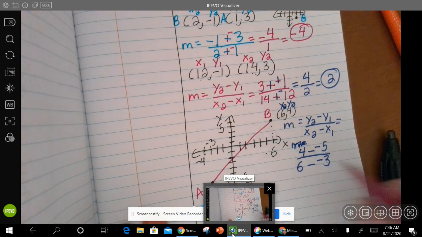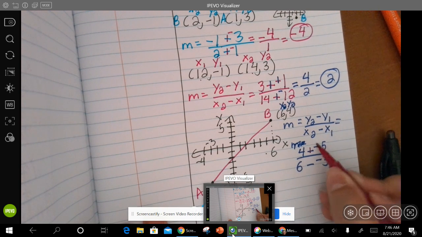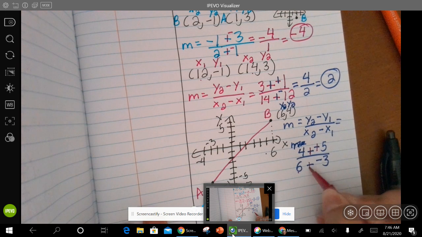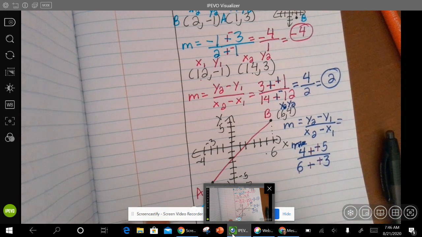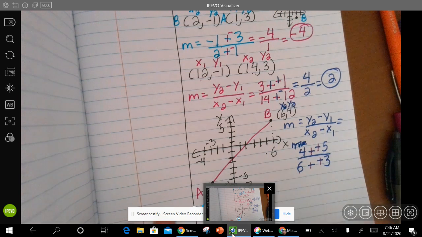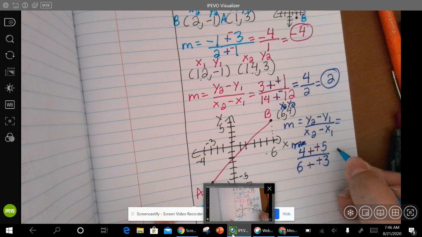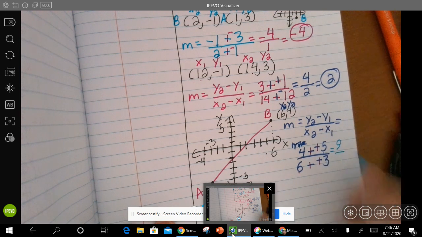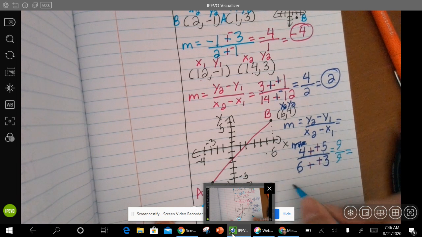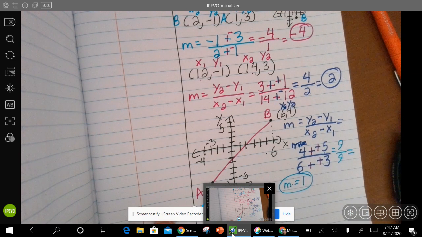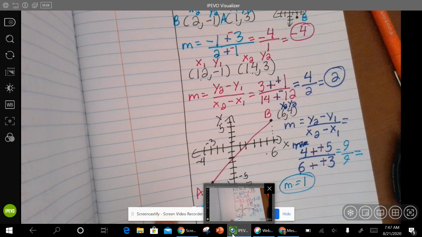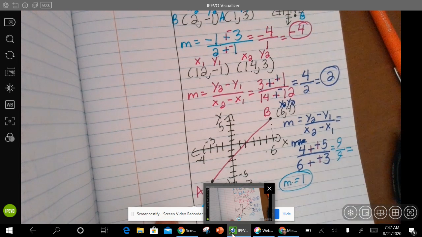Okay, we do keep, change, keep, change. And then we're going to add them up. So it's going to be 4 plus 5, 9. 6 plus 3 is also 9. 9 divided by 9 is going to be 1. So our slope is 1. You got this, everybody.